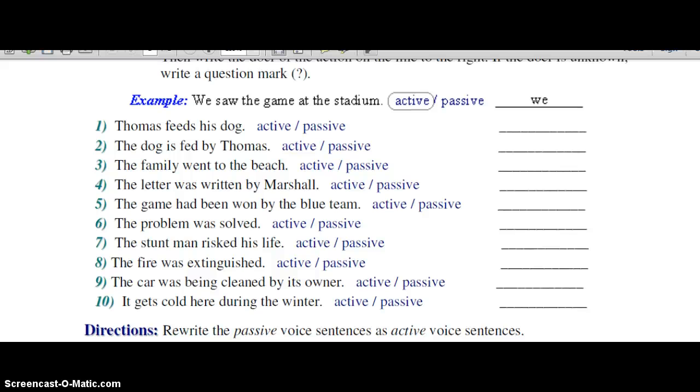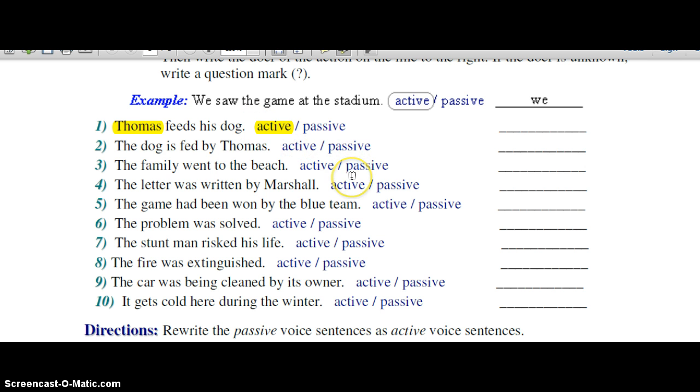So let's get started. For number one, we have Thomas feeds his dog. And so right now I would ask myself, well, who is feeding the dog? And I would get Thomas. Thomas is my simple subject. And so I'm going to go ahead and highlight Thomas. And then that tells me since Thomas is doing it and Thomas is in the upfront part of the sentence that this is an active sentence.